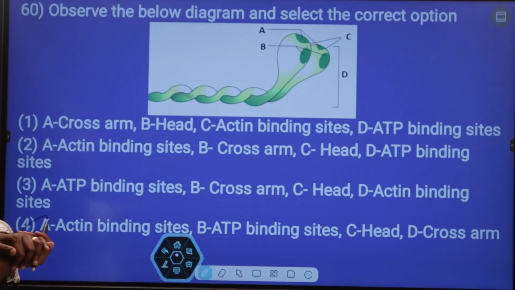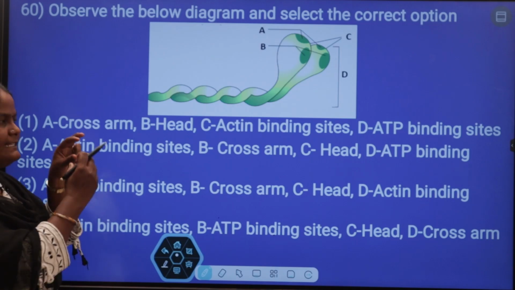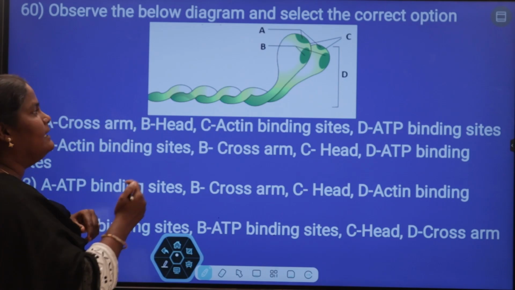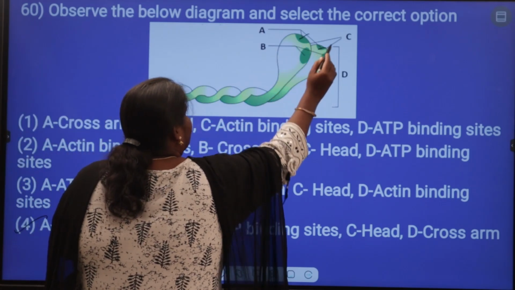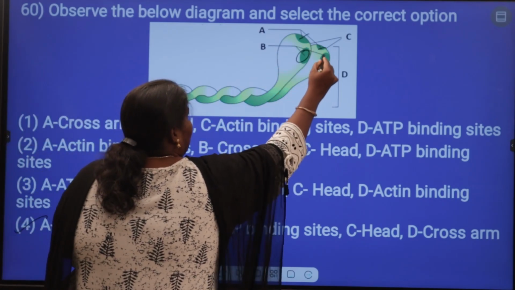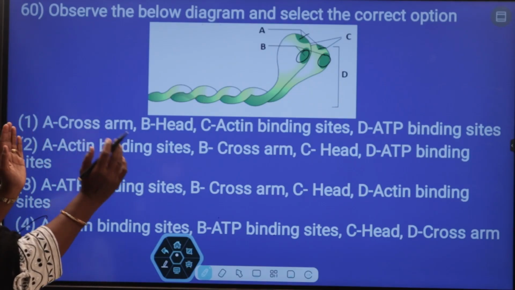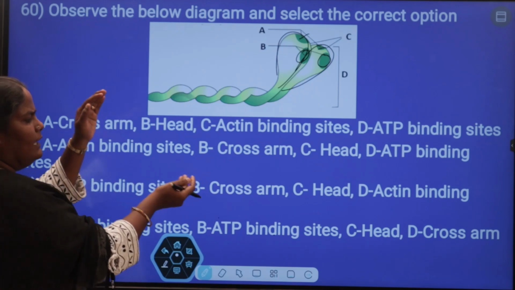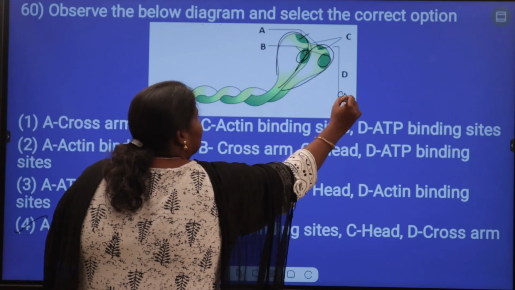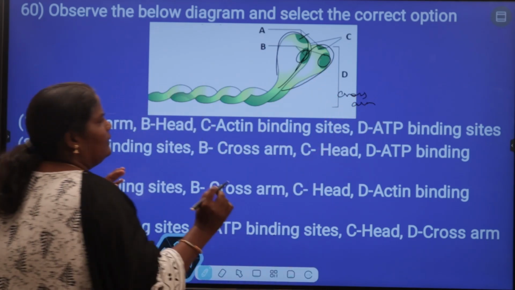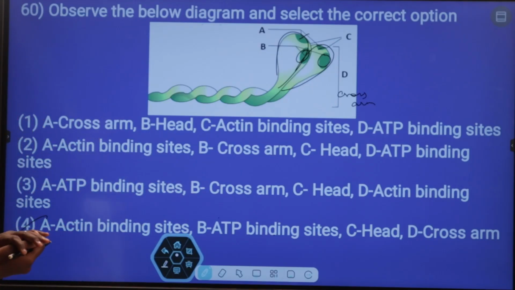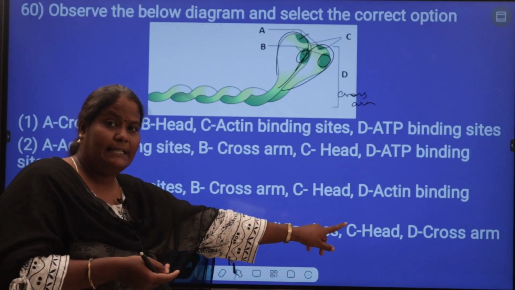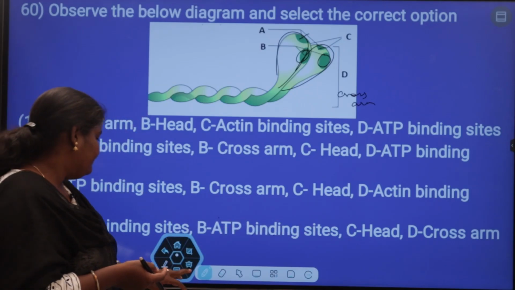A is the actin binding site, B is the ATP binding site. It's a myosin chain-like structure. In its upper position, the actins are present here. These are all the actin binding sites, and these two are the ATP binding sites. Then overall, the C is the head portion. So the head and the short neck form the cross arm. So these are all the parts in this given diagram. A, B, C, D. A, actin binding site. B is ATP binding site. C is head. D is cross arm.